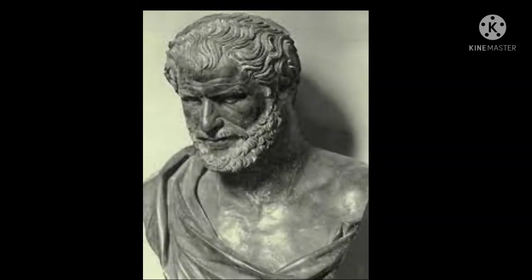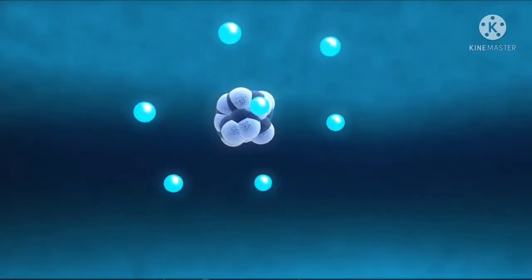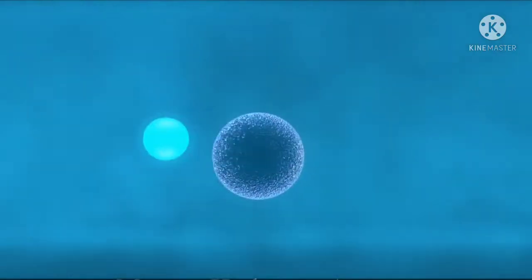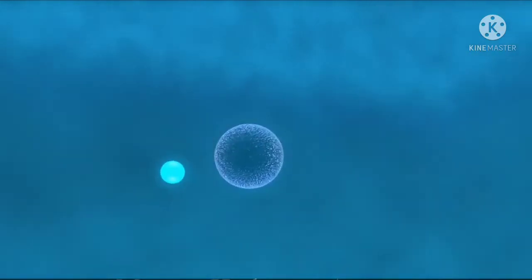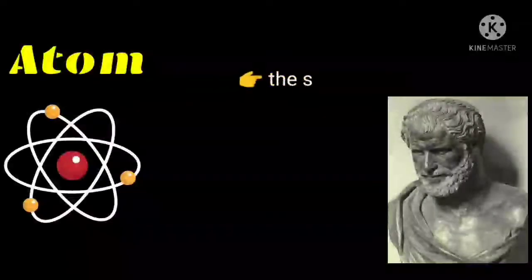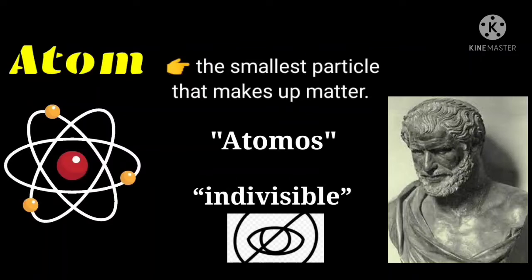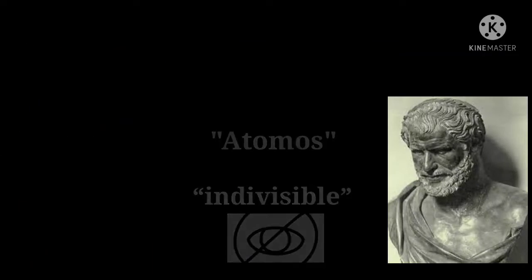He began the search for a description of matter. He questioned whether matter could be divided into smaller and smaller pieces forever until eventually the smallest possible piece would be obtained. He believed that the smallest possible piece of matter was indivisible. He named the smallest piece of matter atomos, meaning not to be cut.